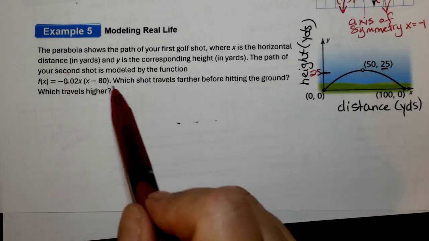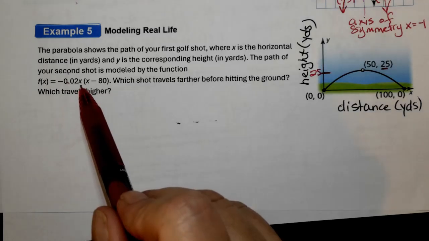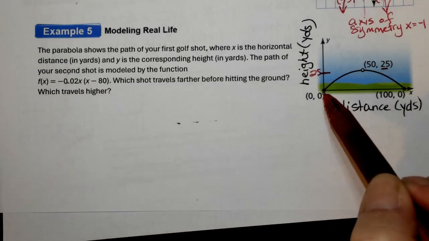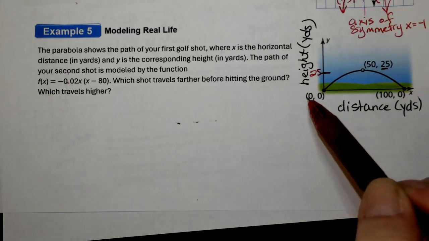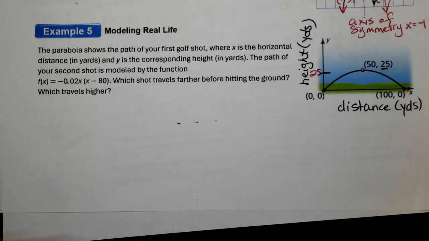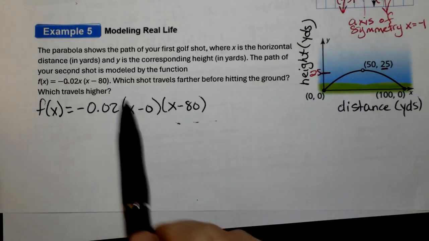Well, first we need the x-intercept. So this equation looks a little weird, right? Because you don't see the other x-intercept. Why is that? Well, where did this one start? At 0, 0. Where are you going to start the second time? At the same place. So if it makes you feel better, I'm going to rewrite it for you just so you can see what it looks like with the 0. Okay, so this would have been the equation.